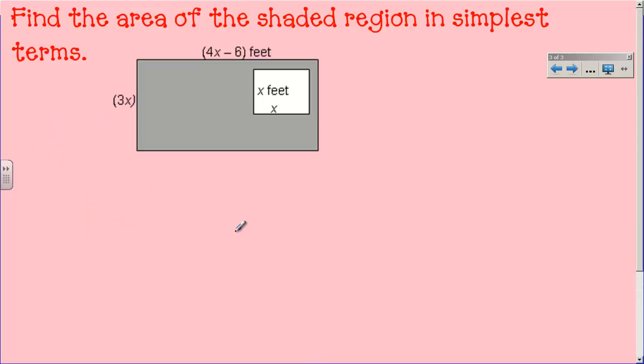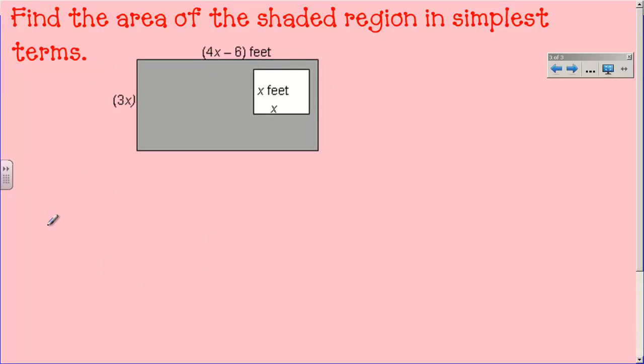Let's just try one more, just to see how this could be applied in a word-type problem. You have to find the area of the shaded region in simplest terms. So you have this rectangle with this little square inside, and we have to find the shaded area. Now this is just like what you did in 7th pre-AP. You have to find the area of the whole thing and then subtract out the part that's not shaded.